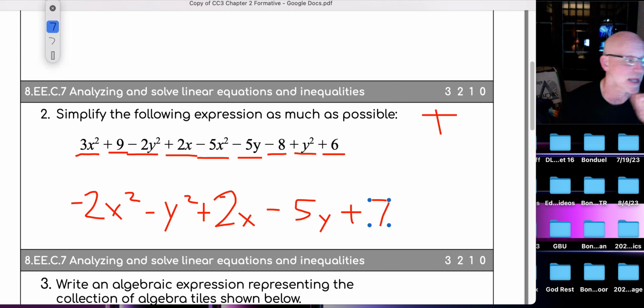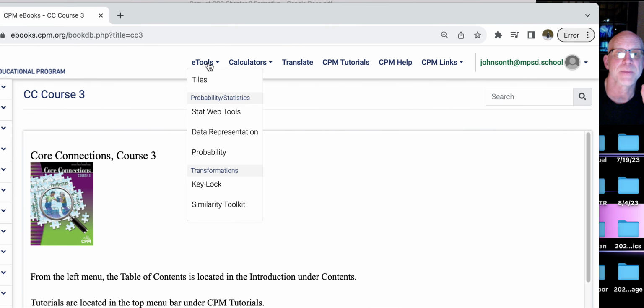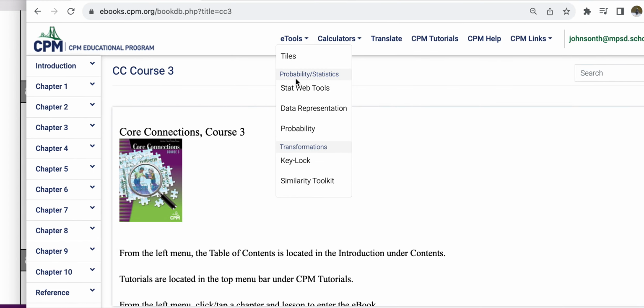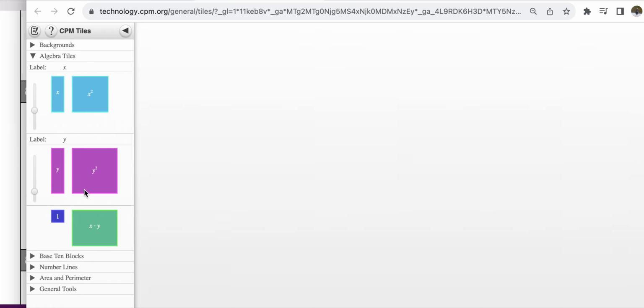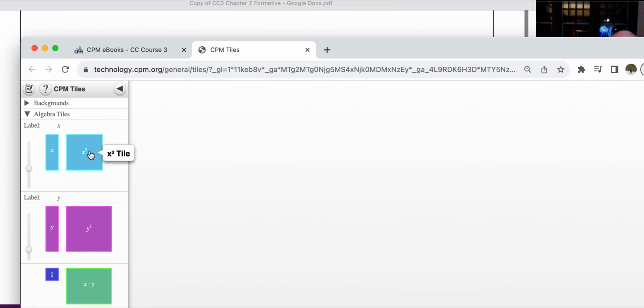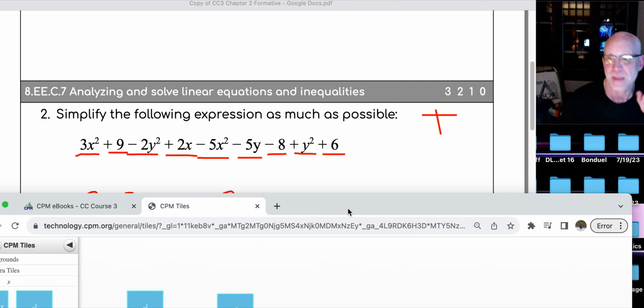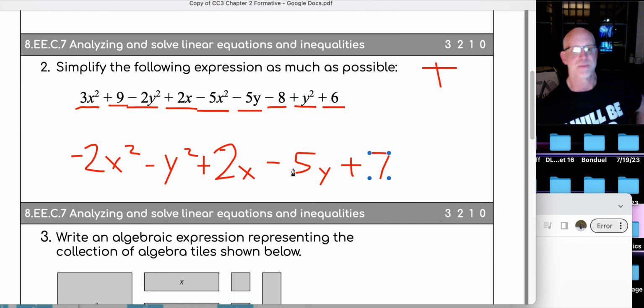If you use your tiles, that's really easy because we can just go into eTools right here. And remember on that one I said this is a blank background. So go to blank background and then just start adding your tiles through there, right? So 3x squared, 1, 2, 3. Okay, get the idea? That's nice because you can see the positives and the negatives.